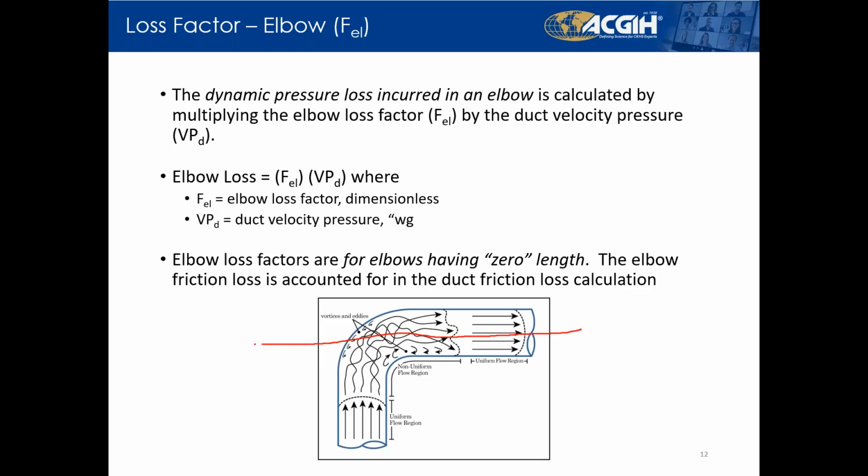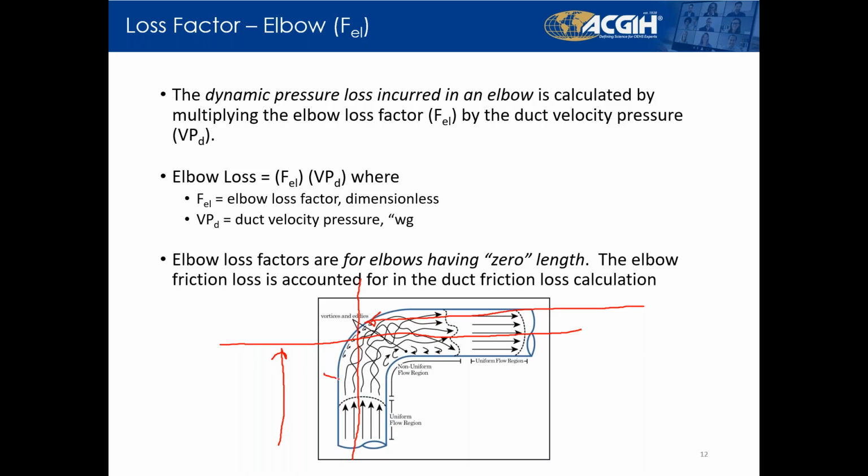If we come across the center line of this elbow in this direction and the center line of our elbow in this direction, then when we measure our duct length, we're going to measure our duct length all the way to the center line of the elbow here. And we're going to measure our duct length all the way to the center line here. This allows all of our friction losses within our elbow to be accounted for in our duct friction loss calculation.